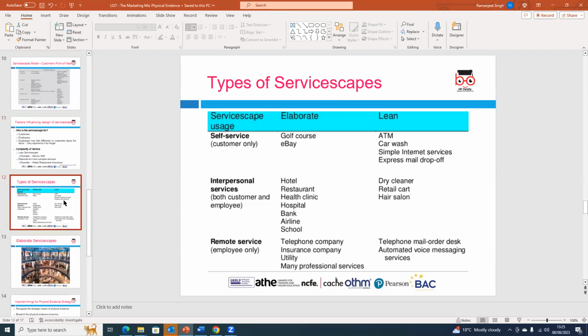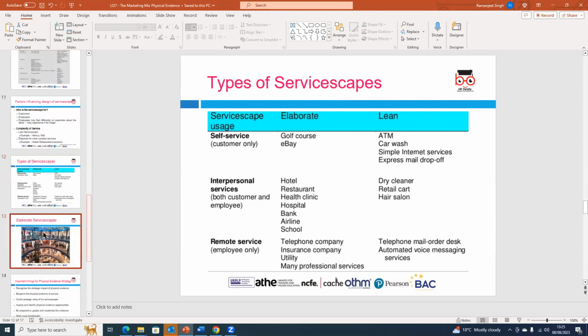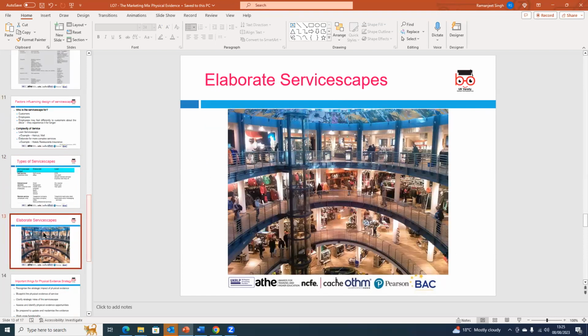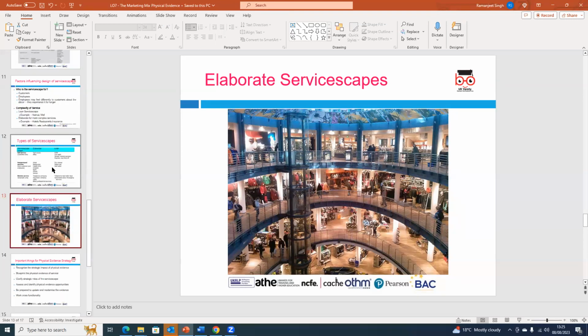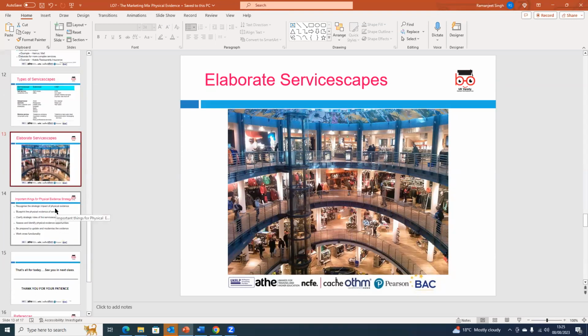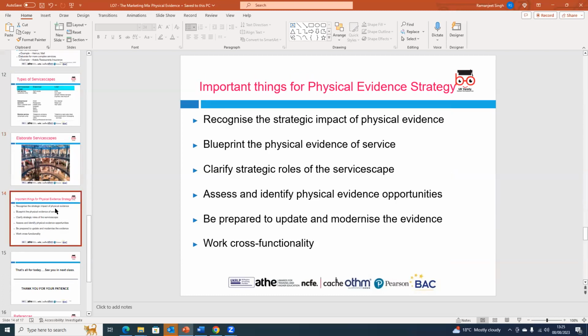Okay, and we've discussed this before, the type of service. If you look at this picture, it will tell you a different story. It will tell you the physical environment and the decor and the lighting and so on. So all this depends on your physical evidence.